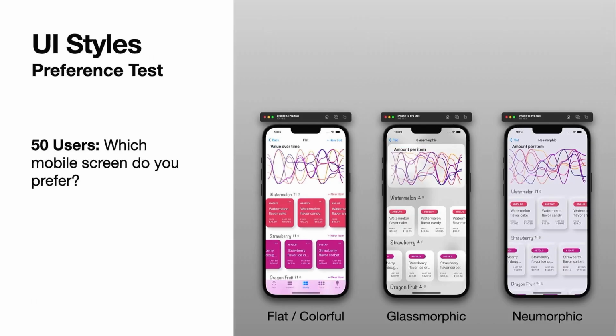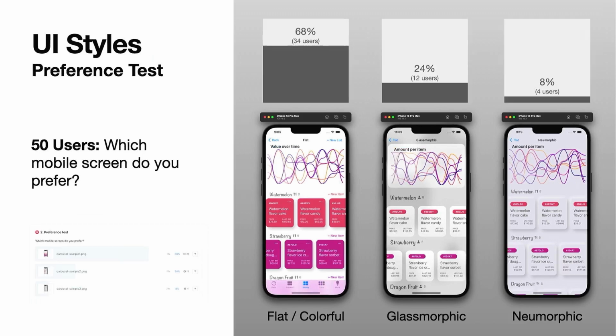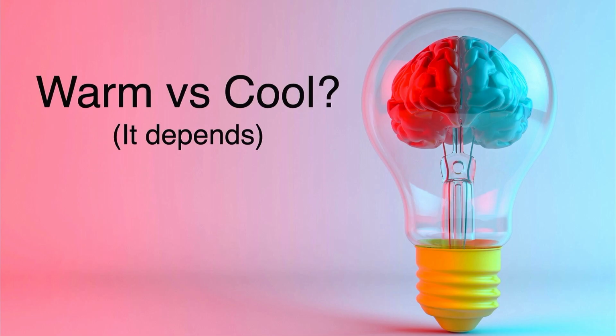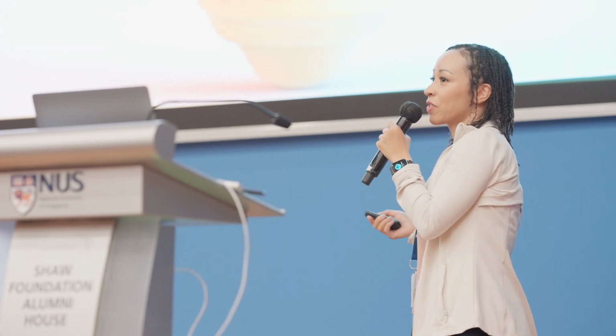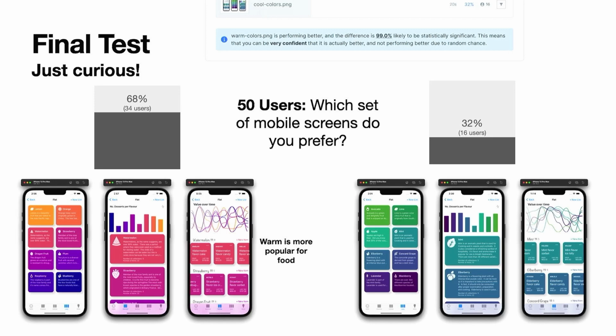Then a little bit further, I changed to more of a sliding carousel layout preference test. Similar results to the previous, which I thought was quite interesting. And then finally, this is the last test, although this might not be a fair test because the items you see in the UI are related to food. I just wanted to see how users felt about warm versus cold colors, which depends. But it was interesting for this one that 68% of the users preferred the warm colors to the cool.